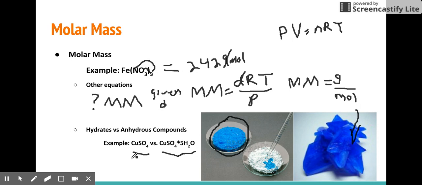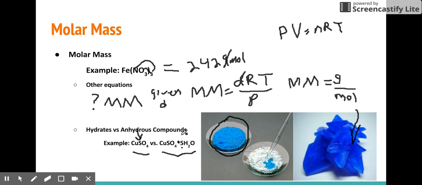Now, how do I take the molar mass of these? Well, for this one, I just take the molar mass regular. I look up the molar mass of copper, 1 sulfur, 4 oxygens, and I add it together. For this one, I do the same thing, but I have to account for these waters as well. So I'm going to add the molar mass of this copper 2 sulfate, but then I also have to take the mass of 5 waters.